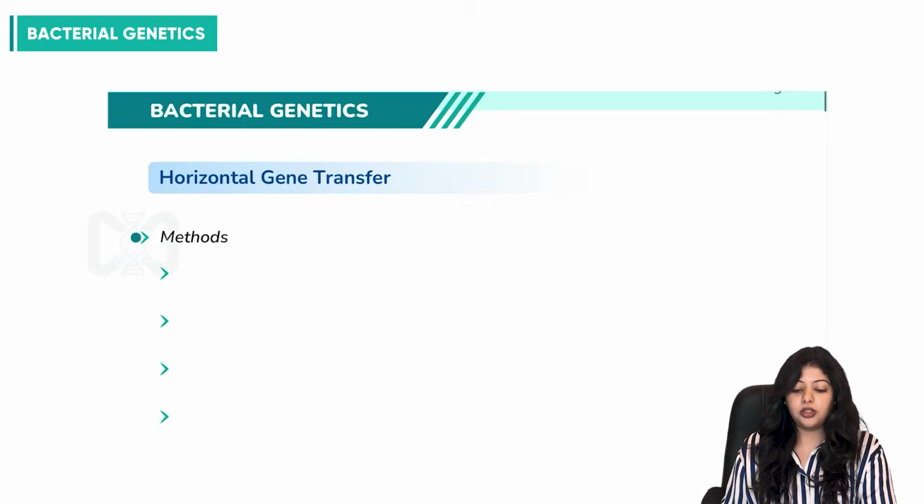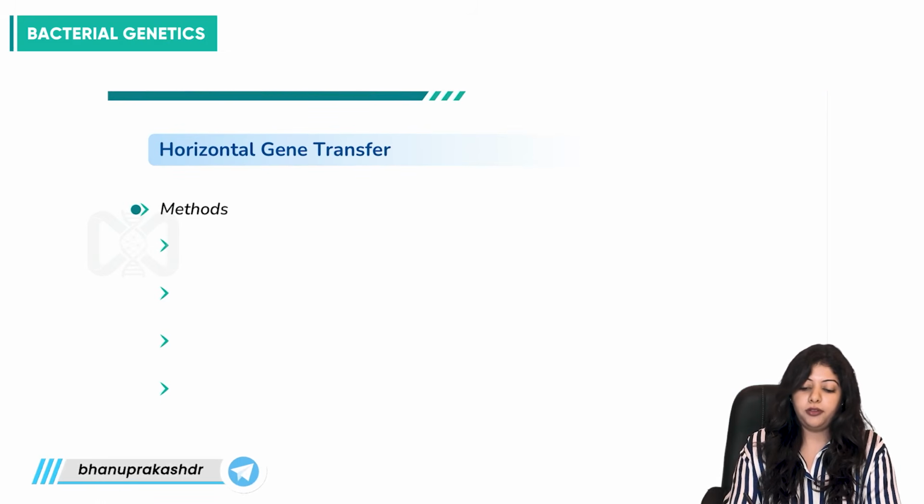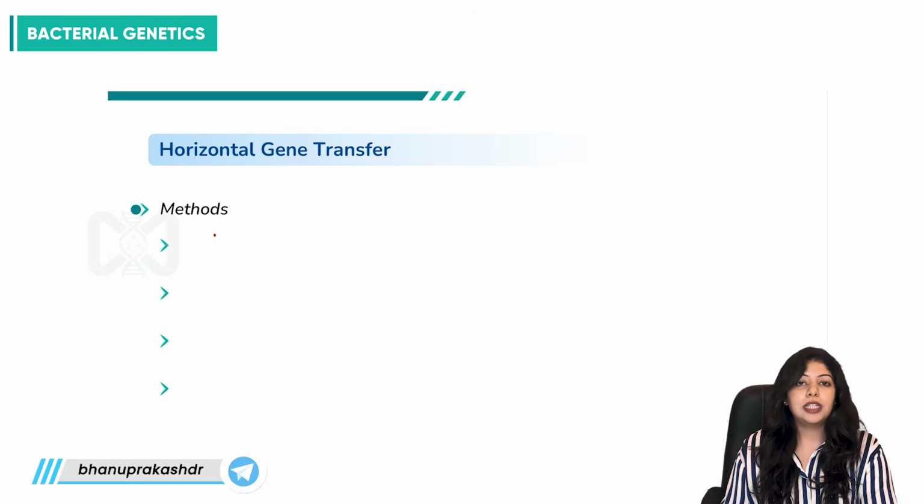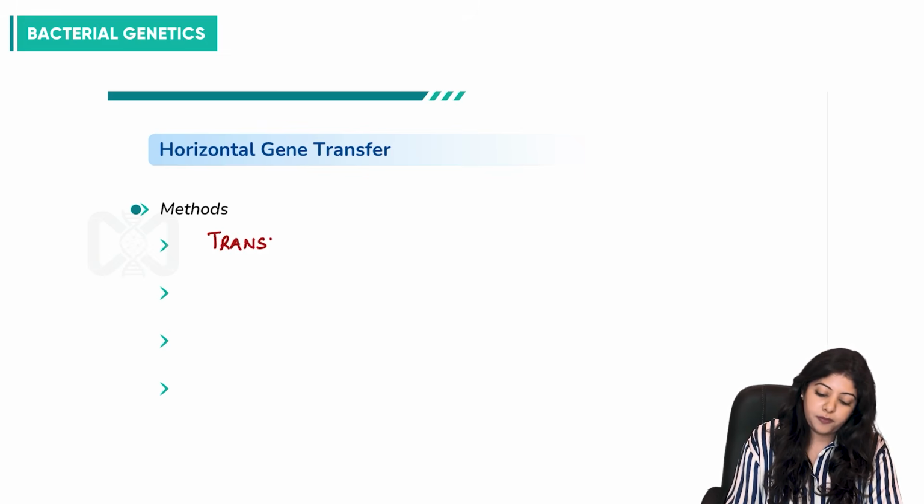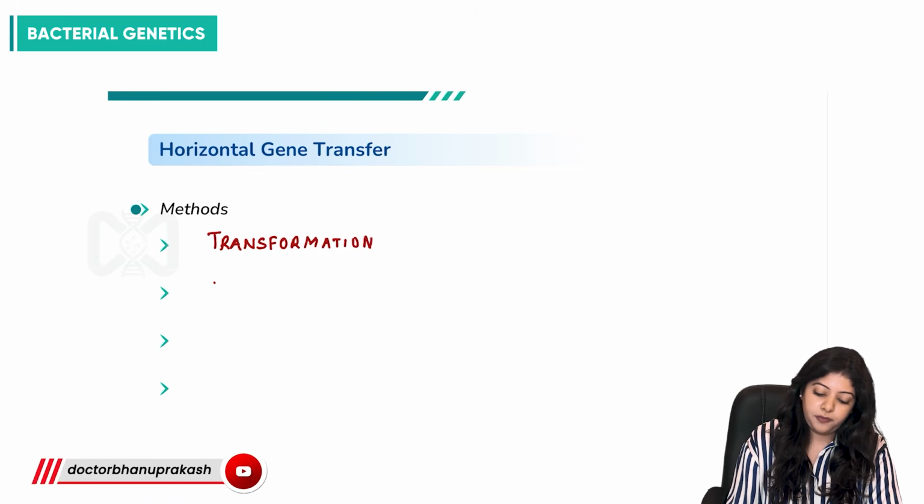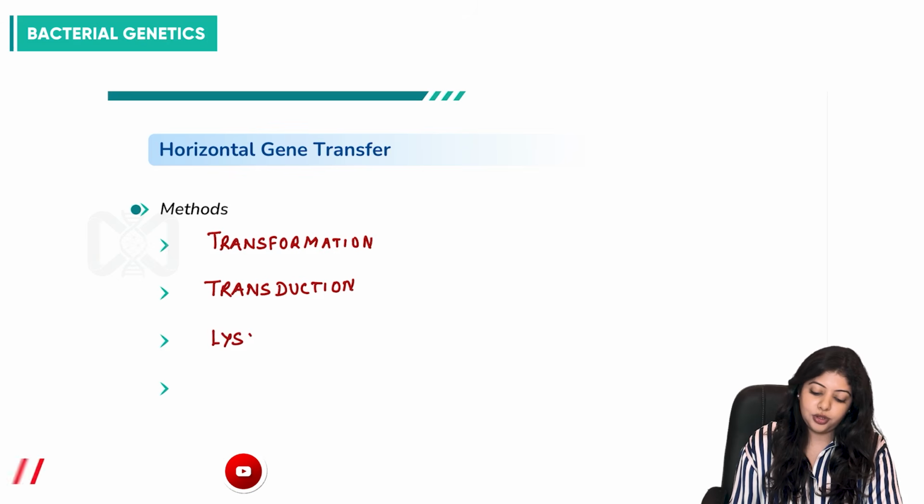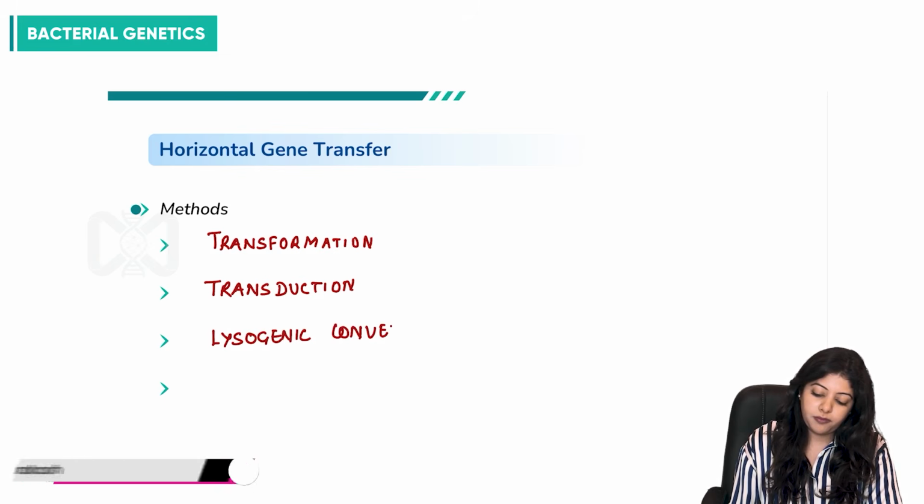For horizontal gene transfer, we are all aware of the different methods by which it can be done. The very first is transformation. Then we have transduction. Next is lysogenic conversion. And lastly, we have conjugation.